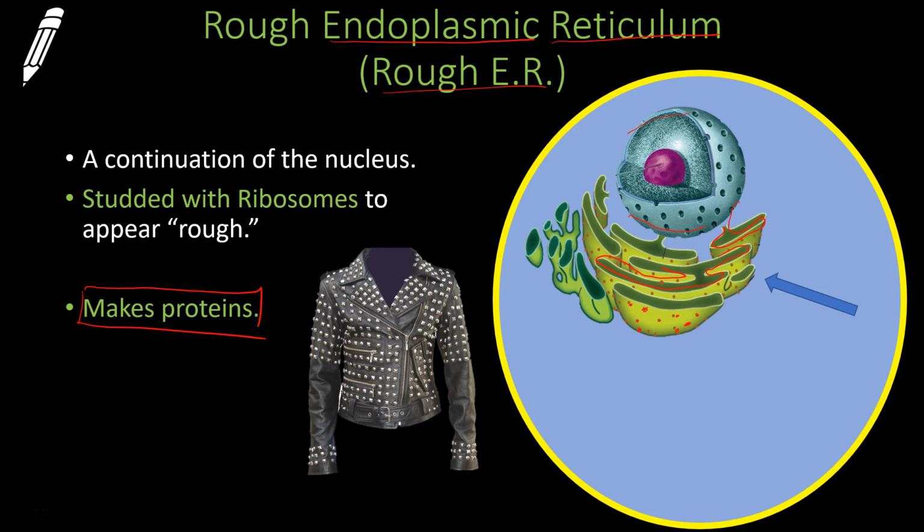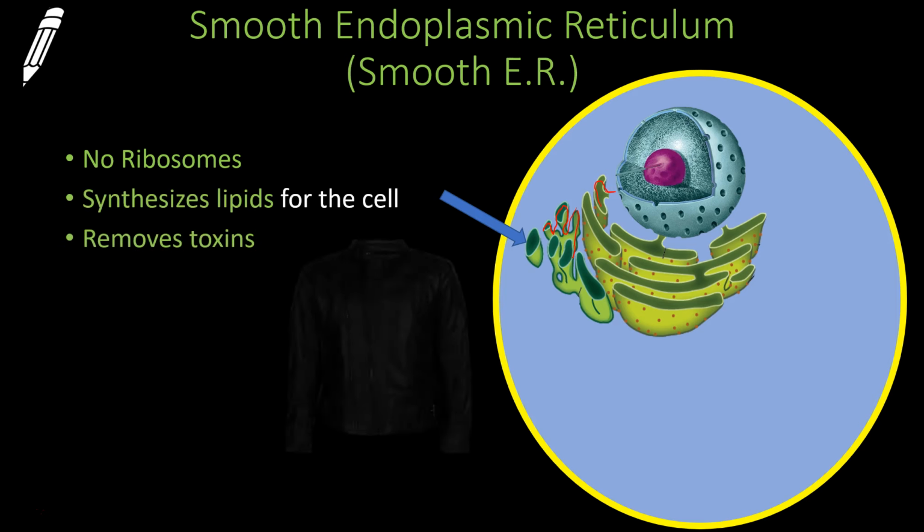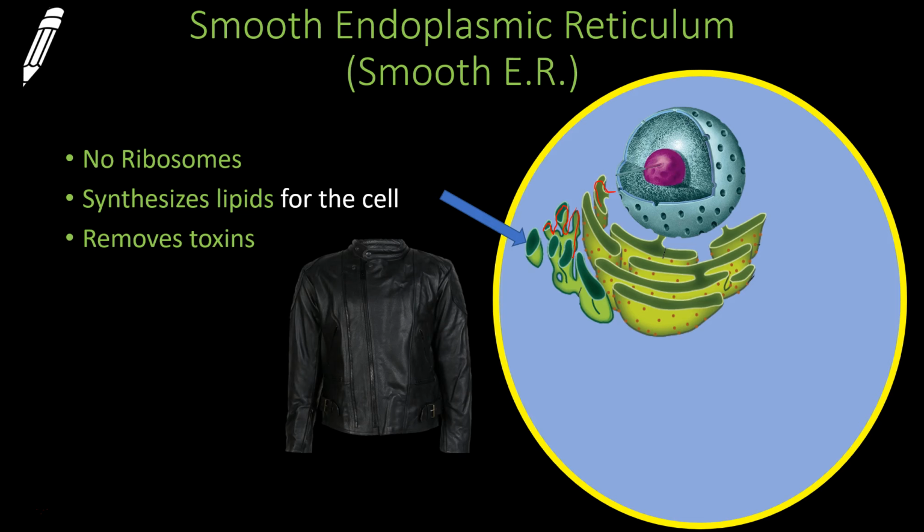Now let's talk about the smooth ER. The smooth ER, or the smooth endoplasmic reticulum, is always connected to the rough ER. And remember, the rough ER is always connected to the nucleus. Now, the smooth ER does not have ribosomes. It does not have those little studs on them. So I think of the smooth ER as just a regular leather jacket with none of those rhinestones on there, none of the stones.